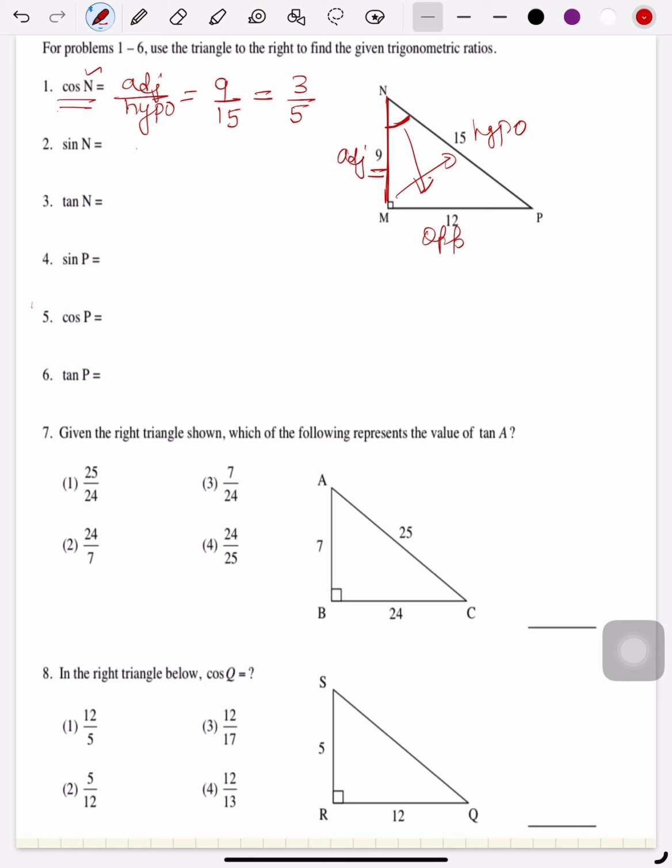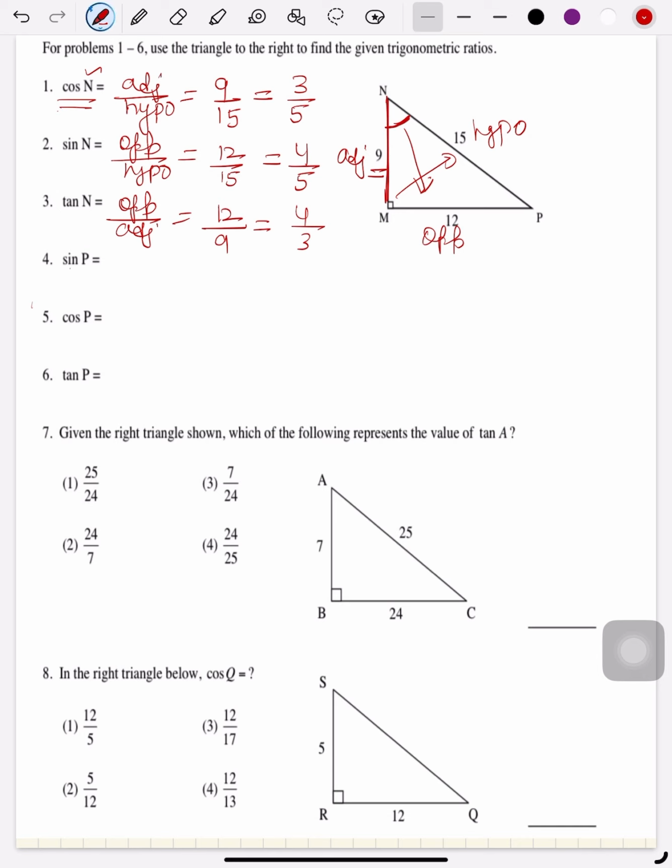Sin N, the formula for sin N is opposite over hypotenuse. Correct? So opposite is right now 12 and hypotenuse is 15. Just simplify, that gives us 4 over 5. Tan N is what? Opposite over adjacent. Correct? So opposite was 12, and adjacent is 9, so simplifying we get 4 over 3.